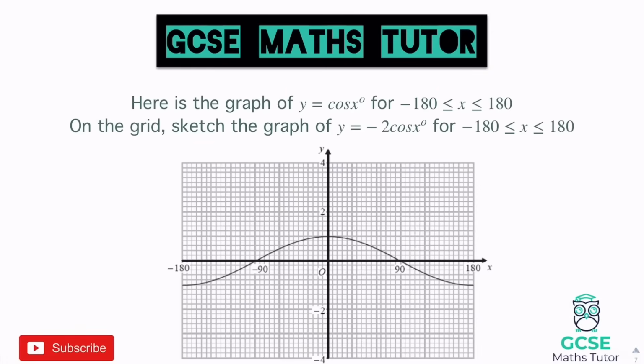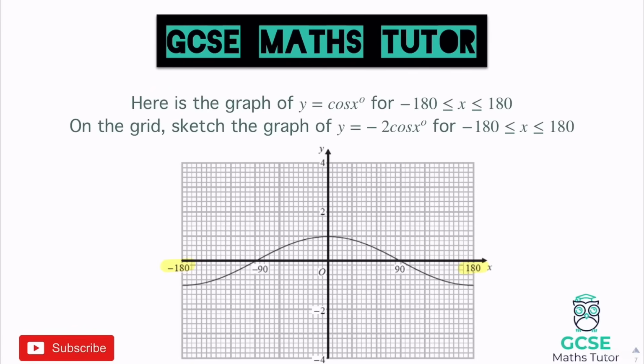Okay, so this says here is the graph of y equals cos x between the values -180 and 180, and again we can see that on the graph it does stretch from -180 to 180. It says on the grid sketch the graph of y equals -2 cos x, but again between these values. Okay, so taking a little approach to this then.